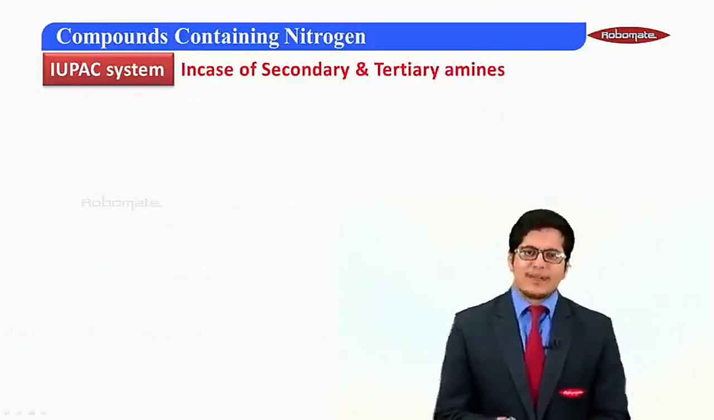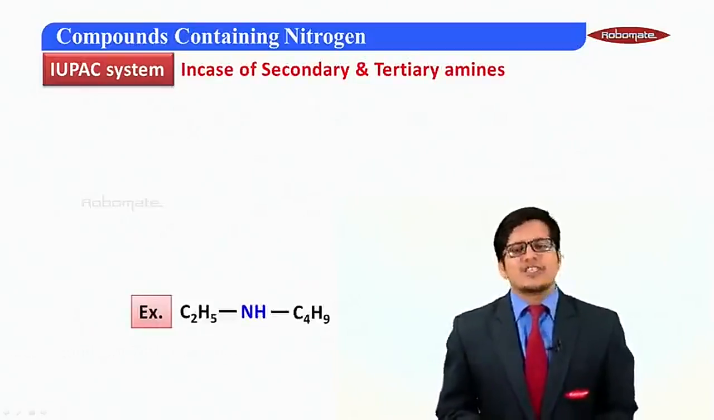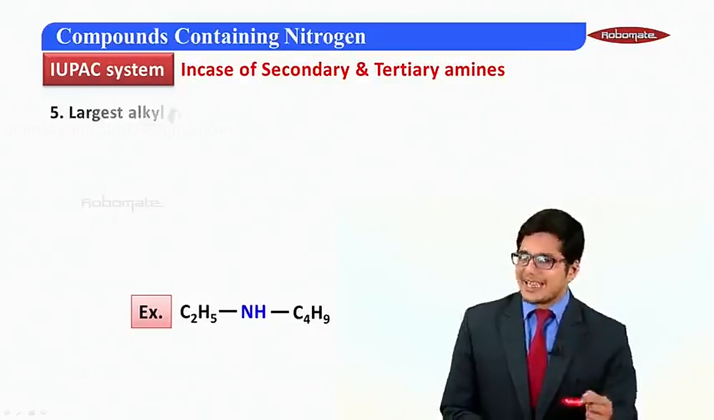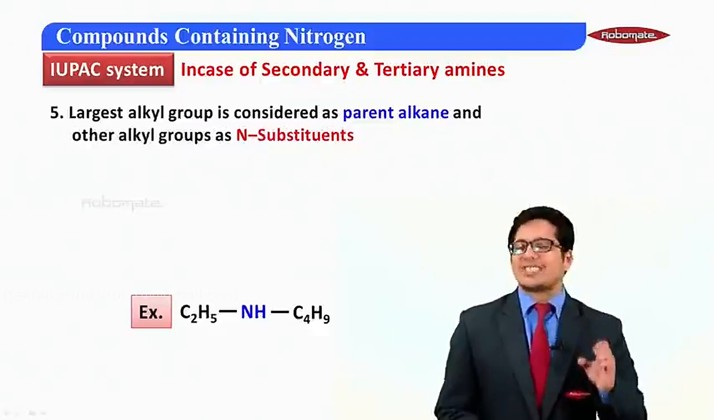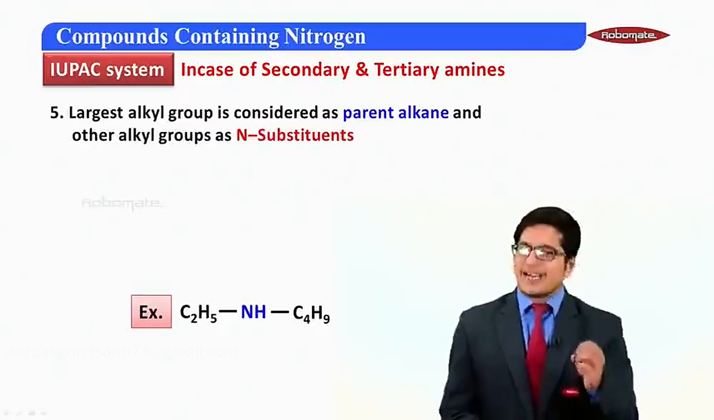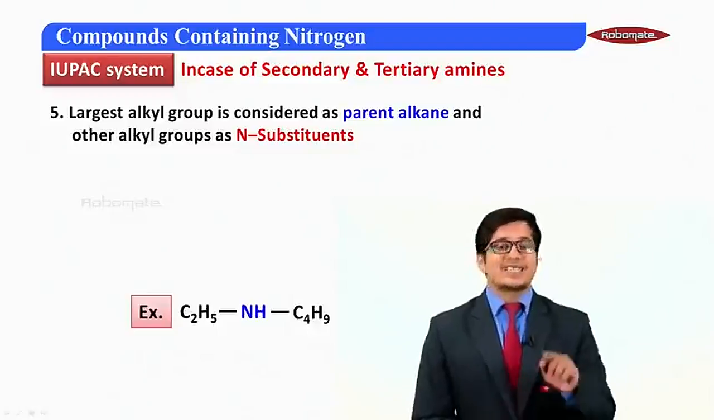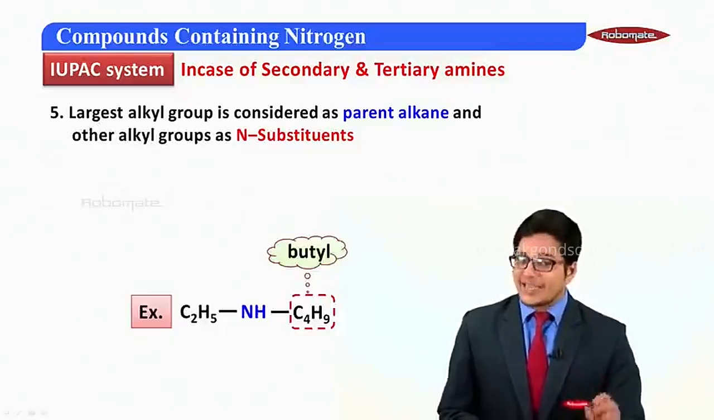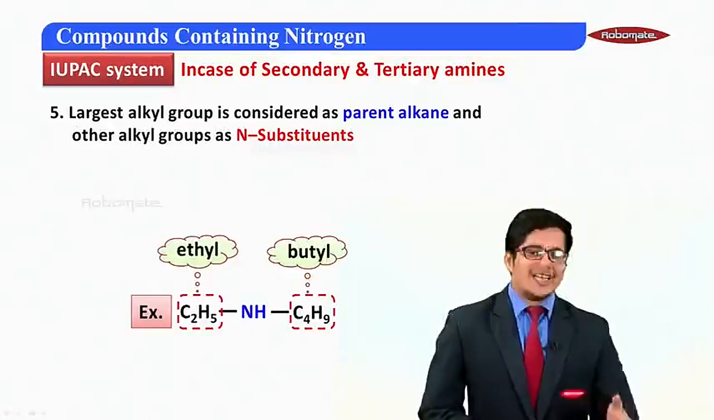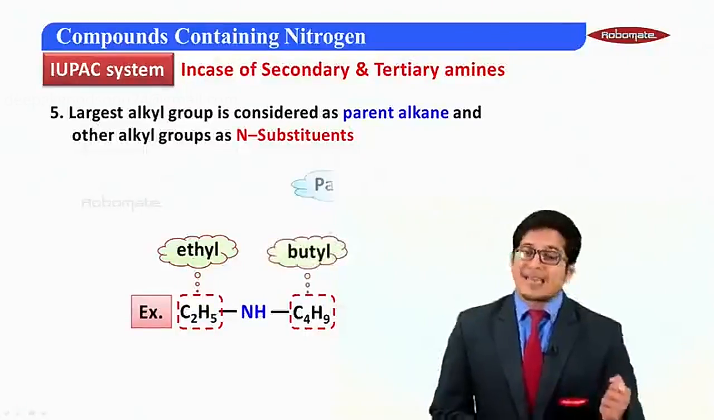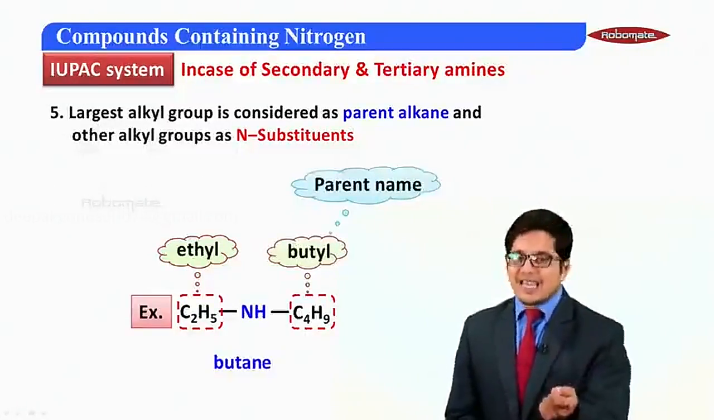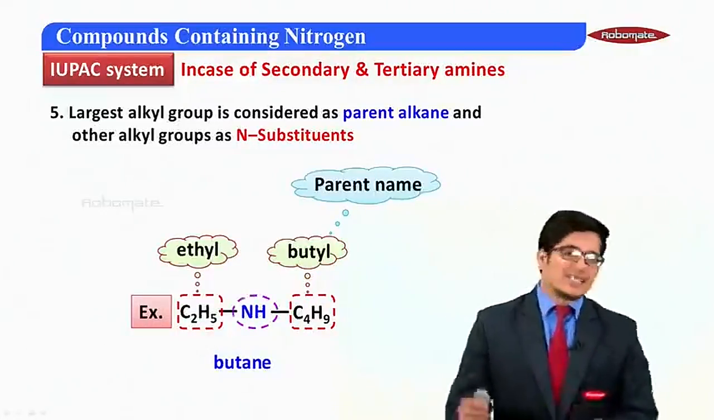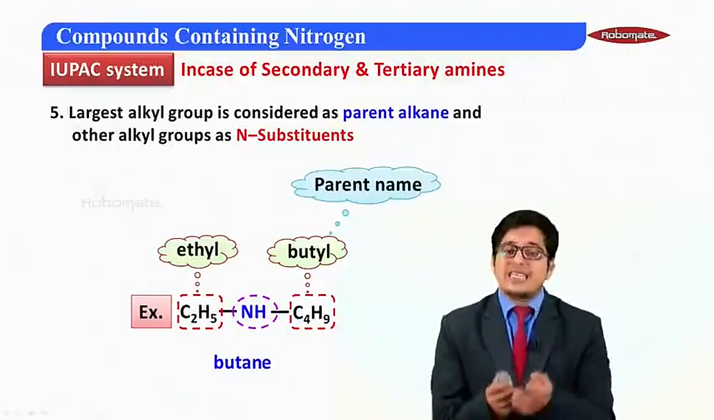Let's take one more example in case of a secondary or a tertiary amino compound. In this case, you have 2 different groups. Then the largest group needs to be selected as the parent alkane, whereas the smallest one should be selected as an N substituent. Now, you have 2 groups, C4H9 that is butyl, C2H5 that is ethyl. So definitely butyl would be the parent alkane, whereas ethyl would be a substituent. So butyl, parent alkane, that means butane. Ethyl is the substituent, that means you have an ethyl substituent.